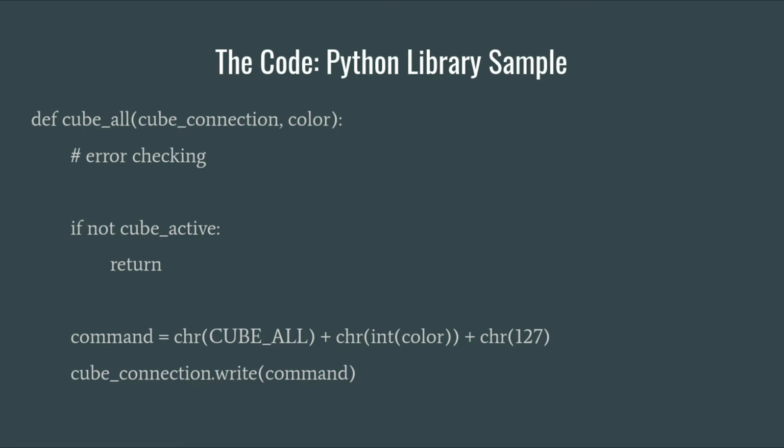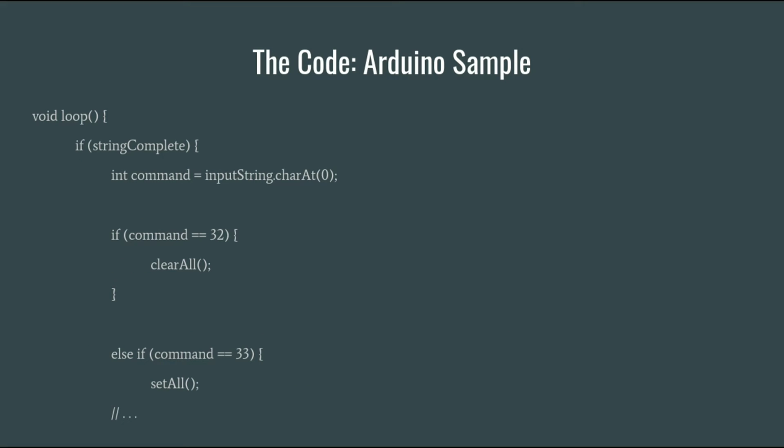This is a general function, cubeAll, found in the Python API. The constant cubeAll in all capital letters is abstracted out. The color number argument is converted to an ASCII character before being sent. The Arduino boards process whole command strings after detecting terminator characters. The opcodes are the first characters of the strings. Internal Arduino functions are then triggered.